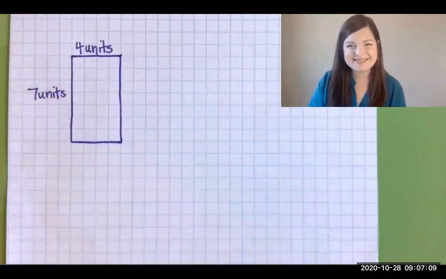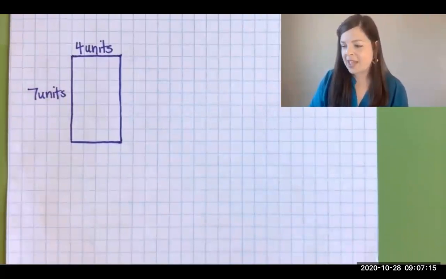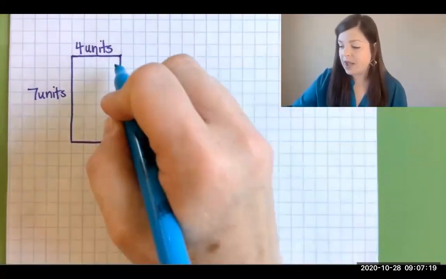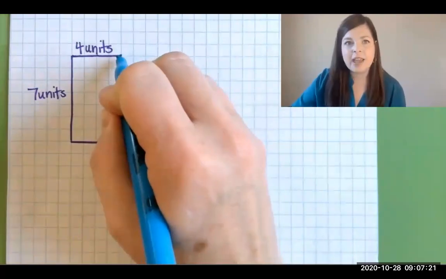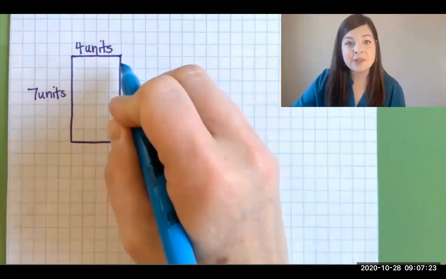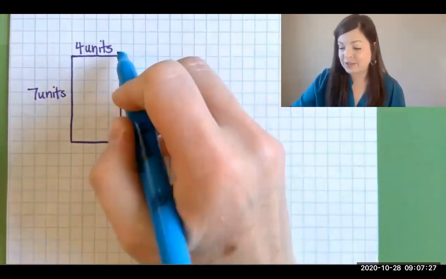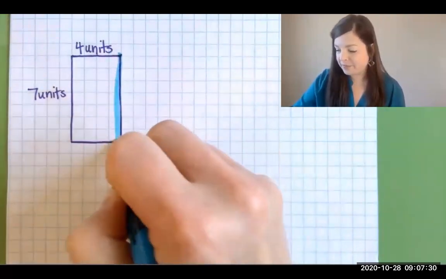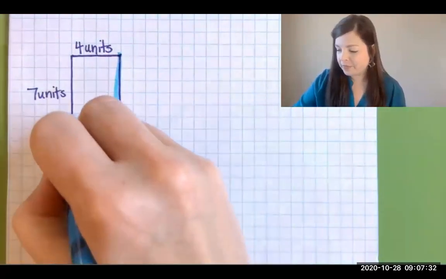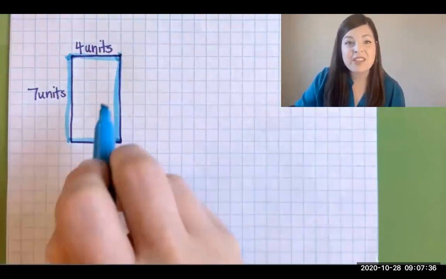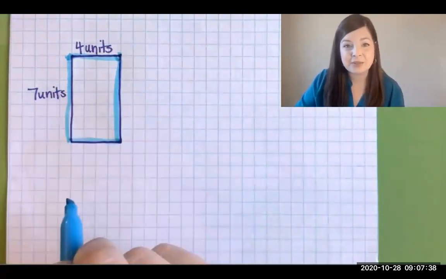Great noticing. Now I want you to grab your pencil, and I'm going to use a highlighter so that we can really see it on the screen. And I want you to put your pencil on any one of the corners of the rectangle. I'm going to put mine here, and we're going to trace around the outside of the rectangle until we get back to where we started. Okay, let's do it. We just traced around the outside of the rectangle.